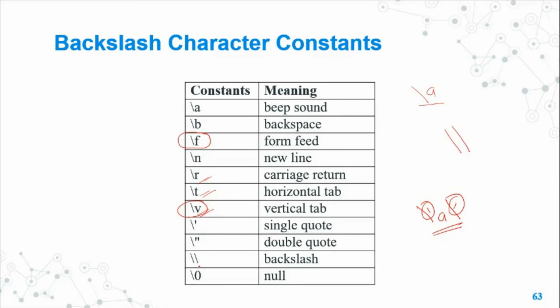Then backslash 0 is the null. Mostly this is used to represent the end of a particular file. So let's see how these backslash constants are working in a program.